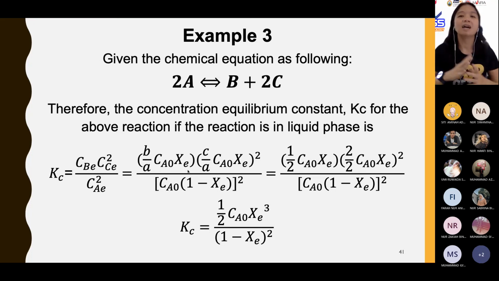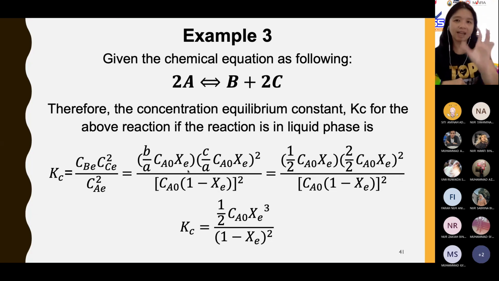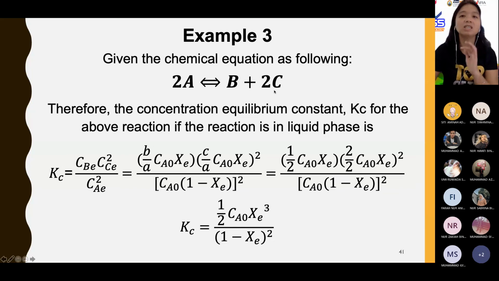So the concentration of C at equilibrium also, we have learned, the concentration of a product, C, maybe you are already familiar with. Concentration of C equals C per A, Ca0 Xe. Before, we only put X; now we must put Xe, in brackets, to the power of 2. Why power of 2? Because the stoichiometric coefficient for C is 2, divided by the concentration of A at equilibrium, so Ca0 in bracket 1 minus Xe to the power of 2. Then when you rearrange, you can cancel your Ca0 and you will get your final answer.